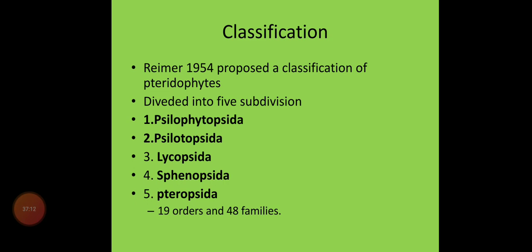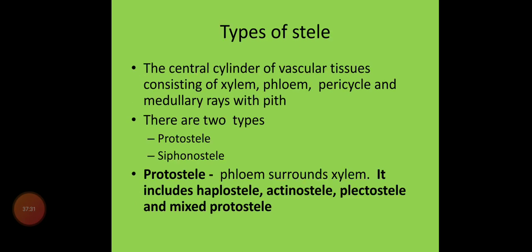Yes, the 5 subdivisions of pteridophytes are Xylophytopsida, Xylotopsida, Lycopsida, Spinopsida, and Pteropsida. They include 19 orders and 48 families. Okay, that's all. This is the pteridophytes.